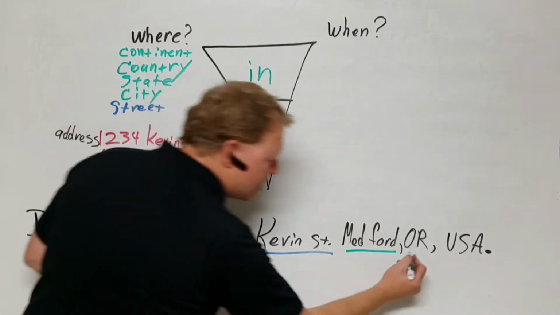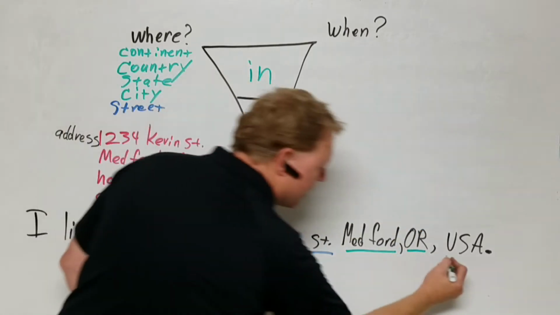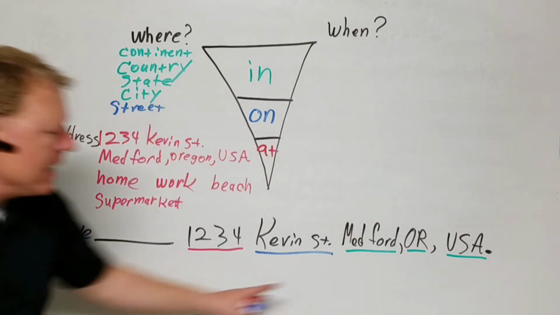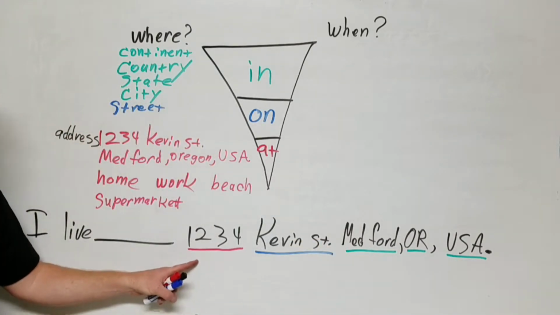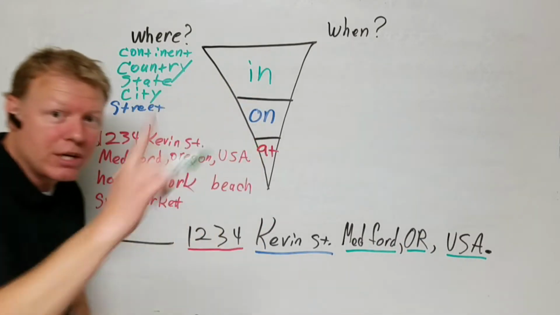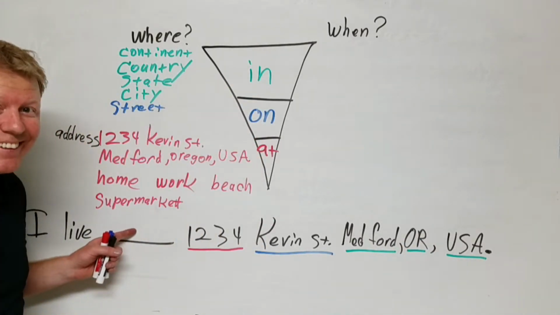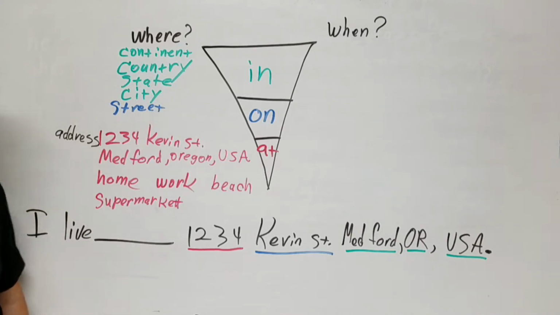Oregon is a state. And wait a minute, USA is a country. So I've got in, I've got on, and I've got at. But if I have one sentence with all of this information and using only one preposition, which preposition do I choose?